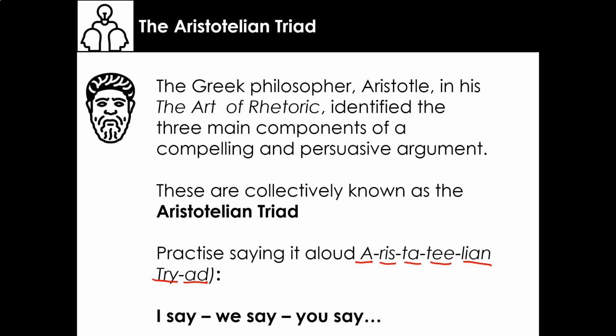Ready? 3, 2, 1. Aristotelian triad. Good. I'm going to pass over to you to have a go on your own. Your teacher can help you here. 3, 2, 1. Okay, when you've got that, we're going to have a go at saying all of those letters together.